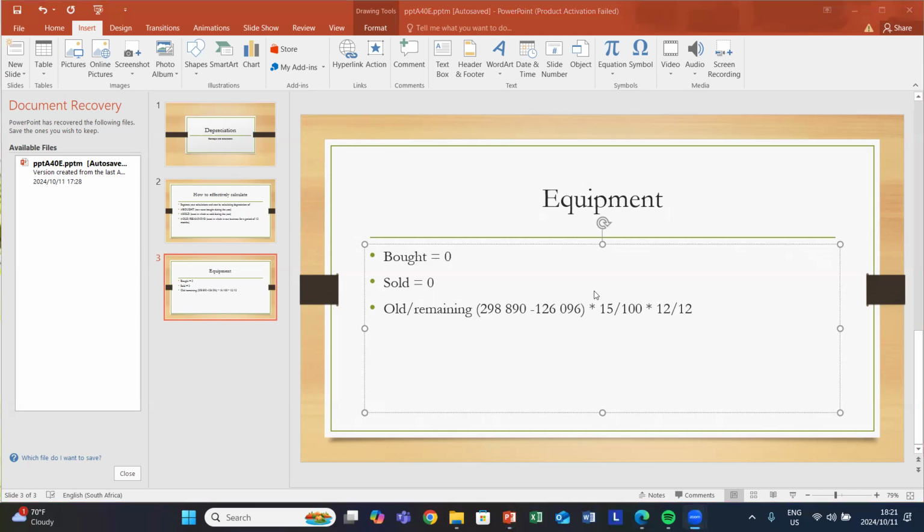Hopefully you got it. So when you say 298,890 minus 126,096, you'll get 172,794. Let me write it so that you understand where I get the value. That will be your carrying value. And you should multiply by what? By 15%. Multiply by 15 over 100. Old or remaining is always 12 over 12 since we use our asset for a period of 12 months. Multiply it also for you to be able to get a depreciation. And then for depreciation we will get an amount of 2,591.